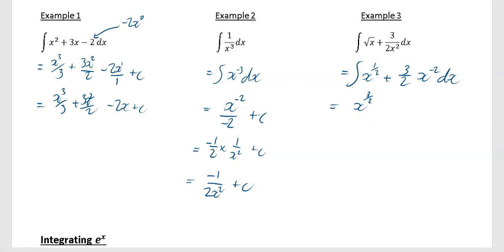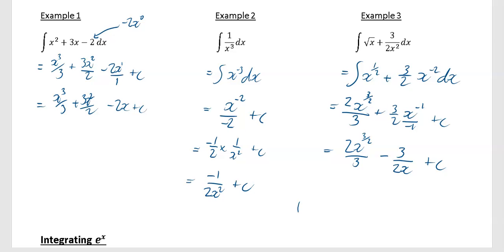So when I divide by 3 over 2, it's the same as multiplying by 2 over 3, so 2 on the top line, 3 in the bottom line. And over here, we're going to have our 3 over 2, and raise the power by 1, it's going to be minus 1, divided by minus 1, and plus your c. Then tidy that all up, you have 2 times x to the power of 3 over 2, all divided by 3, and then that's going to be minus, and 3's on the top line, the 2's on the bottom line, and the x is also on the bottom line, and that's it. Okay, you are now ready to do topic 7.